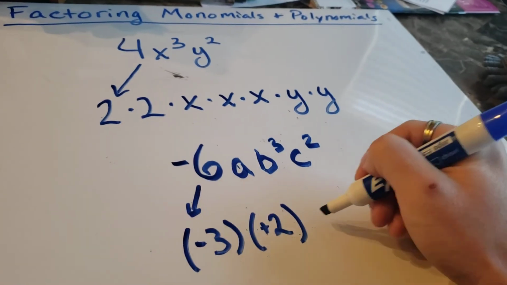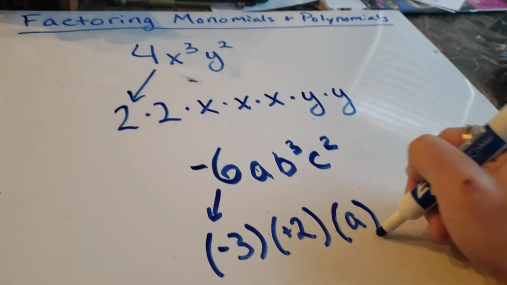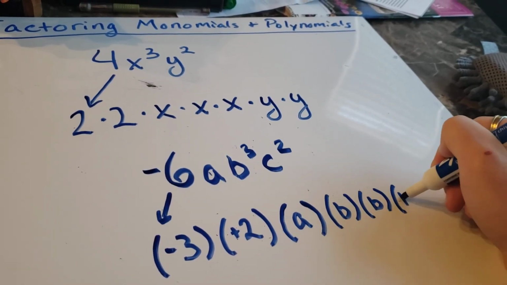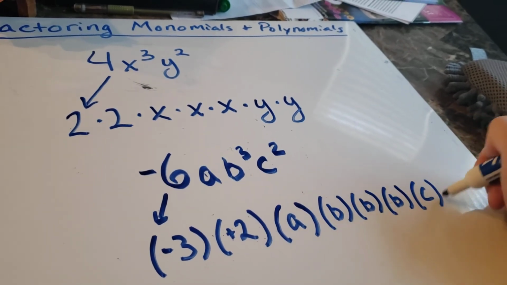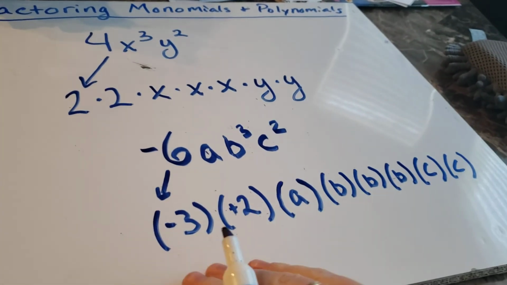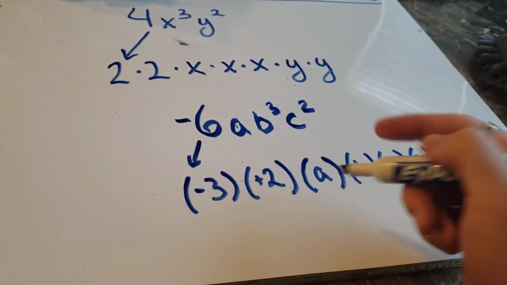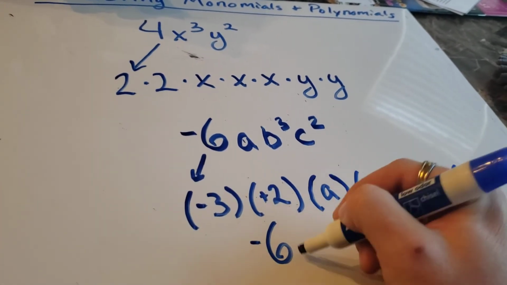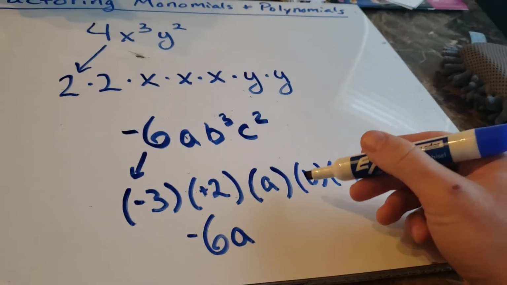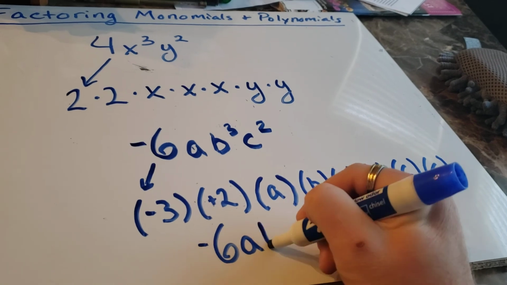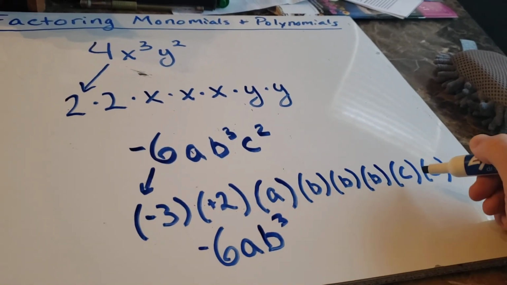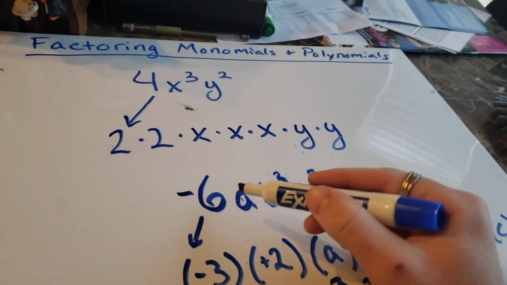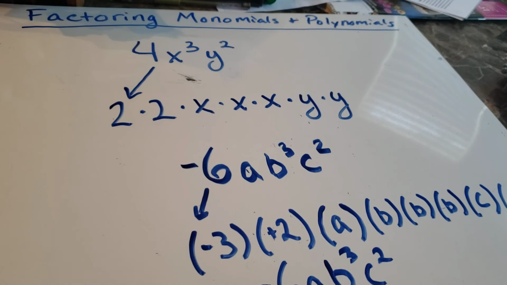Okay, how do we make a? Well, that's just a. How do we make b cubed? That is b times b times b. And how do we make c squared? That is c times c. So if we've done this correctly, when we multiply this all back together, we should get the original expression. Negative 3 times positive 2 is negative 6. A, there's no other a's here, so that's just a to the first, or just a. We've got b times b times b, that's b 3 times repeatedly multiplied, so we use an exponent of 3, and then c times c gives us c squared. So this is the correct factorization of negative 6ab cubed c squared.